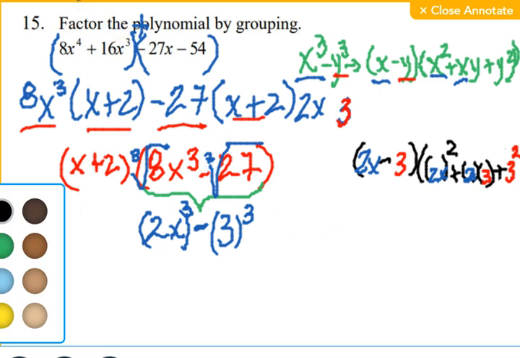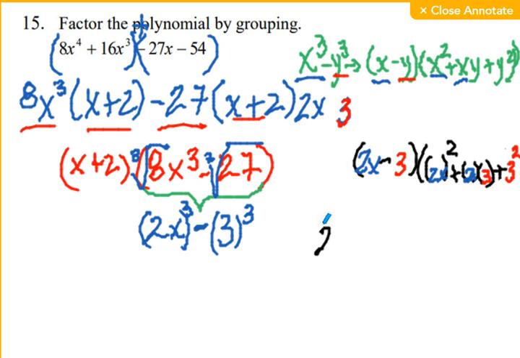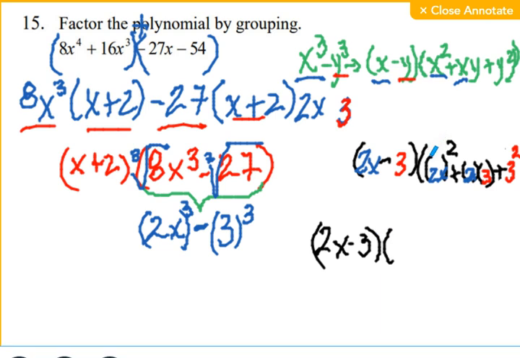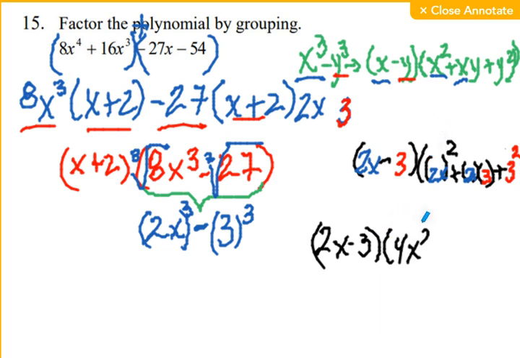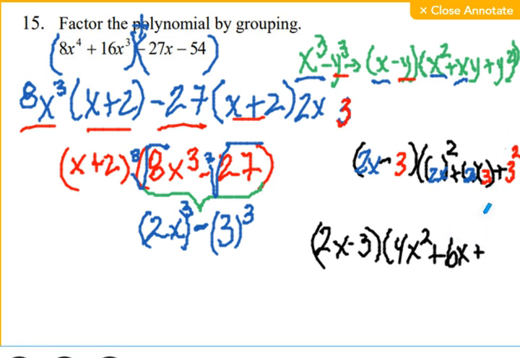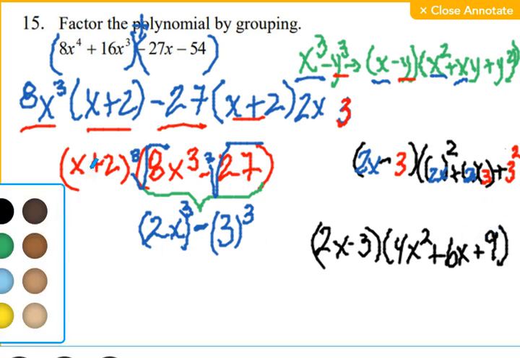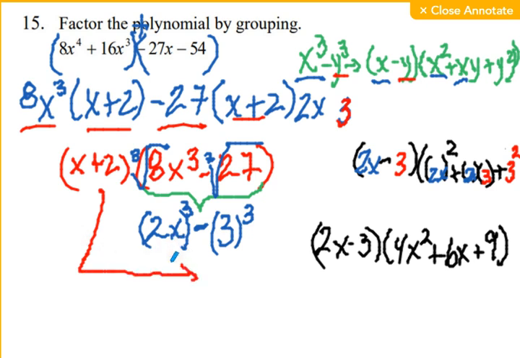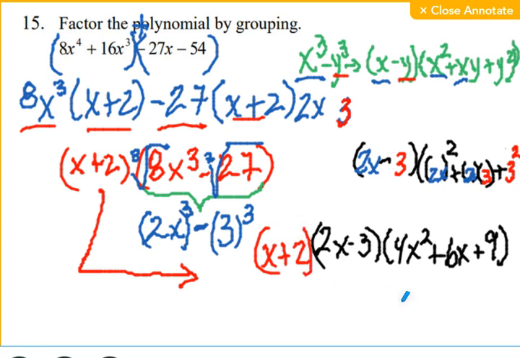All right, so what are my factors? Because remember, they're asking us to factor. So my first factor is 2x minus 3. The other factor is 2x squared, which is 4x squared, plus, what is 2x times 3? Very good, 6x, plus, what is 3 squared? 9. And also, don't forget, what was the first factor that we found over here? The x plus 2. Ooh, let's go.